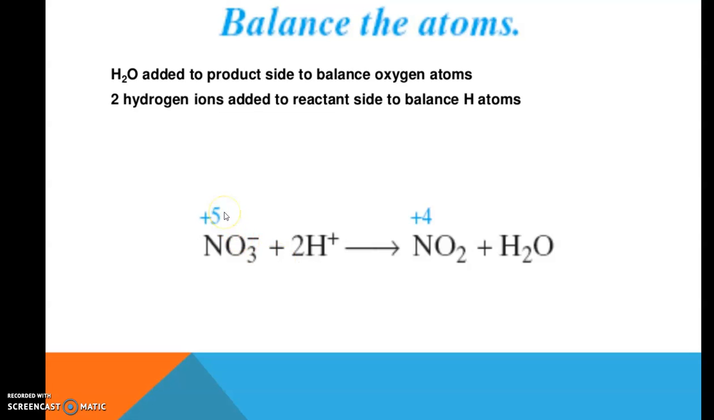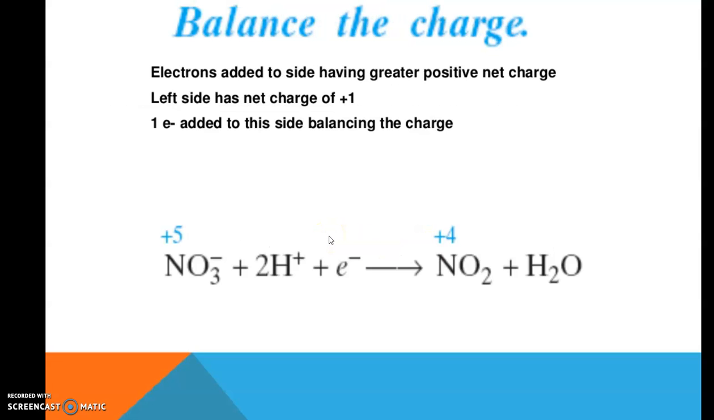And we'll check the charge. This side how many charges? +5 -6 +1, then +2 +1 +2 +3 will be there. This side we'll check the charge: +4 -4, 0. This side it is 0, but this side charge will be there. It will be clear here. So electrons are added to the side having greater positive net charge. So the left side having +1 charge. So one electron is added to wherever there is greater positive charge, that side we have to add electron to neutralize that.